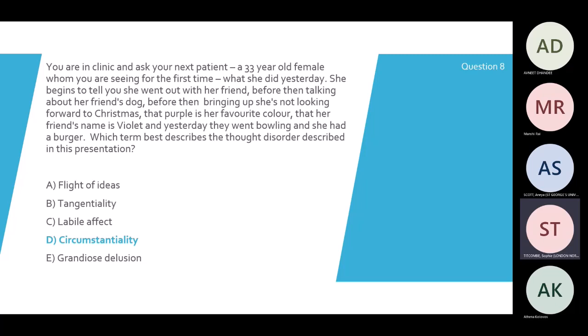So I think I always used to get confused between tangential thinking and circumstantial thoughts, but the main differentiating factor is that with circumstantiality, you eventually come back to what you are asked about and what you're talking about, whereas with tangentiality, you just cannot follow where they're going, and off they go. And then E, grandiose delusion. There's nothing to suggest that grandiose delusion is present.